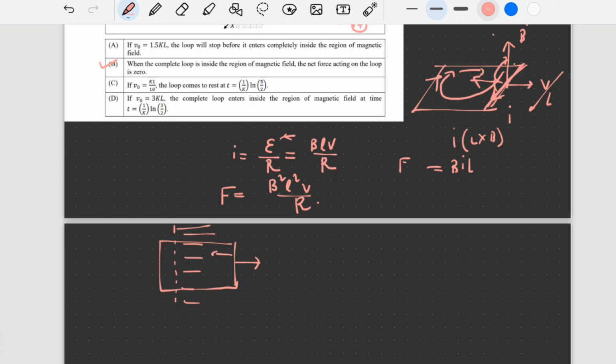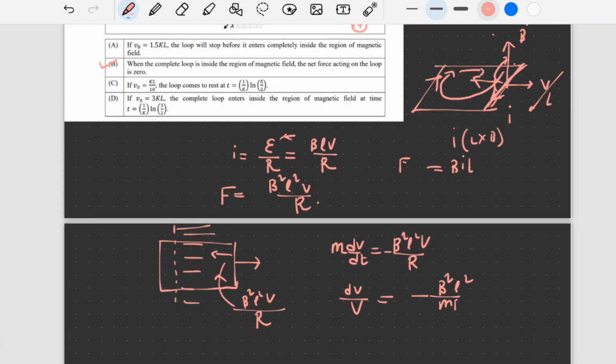Now see, the force is acting in the opposite direction. What is the amount of force? B squared L squared V by R. It is only a force in the opposite direction of the movement of the loop. So you can write m dv by dt, that is mass into acceleration of the loop, equal to minus B squared L squared V by R, because this force is acting in the opposite direction of the movement of the loop. So we can directly write dv by v is equal to minus B squared L squared by mR dt.